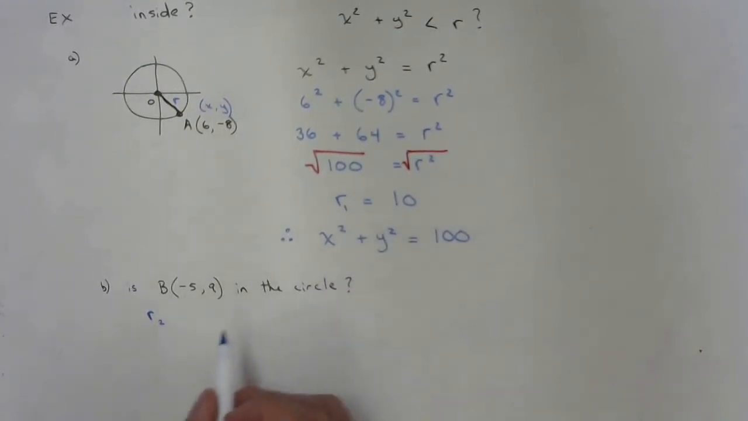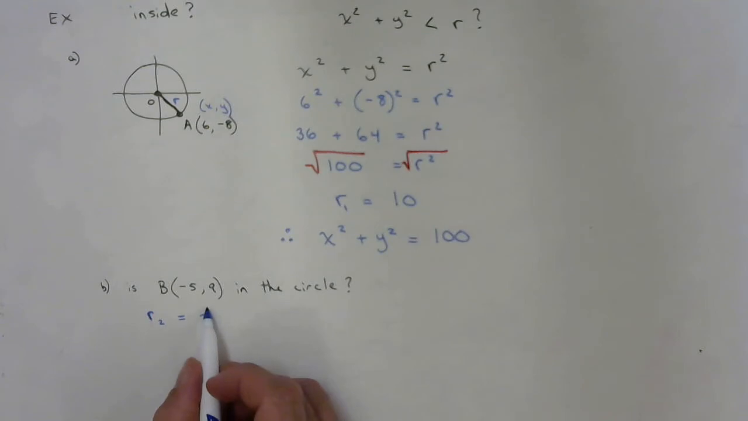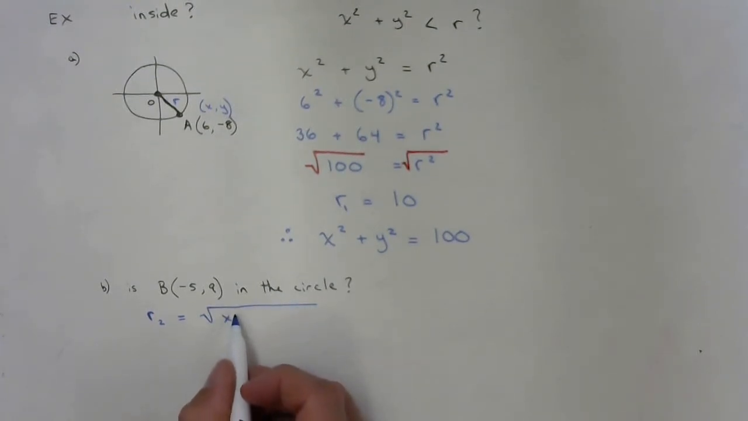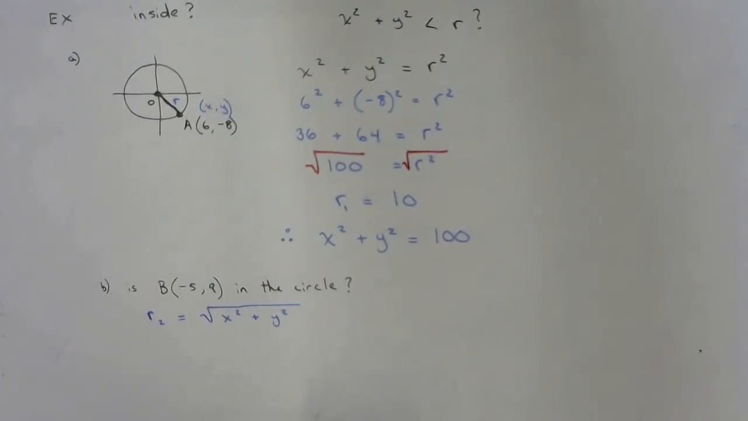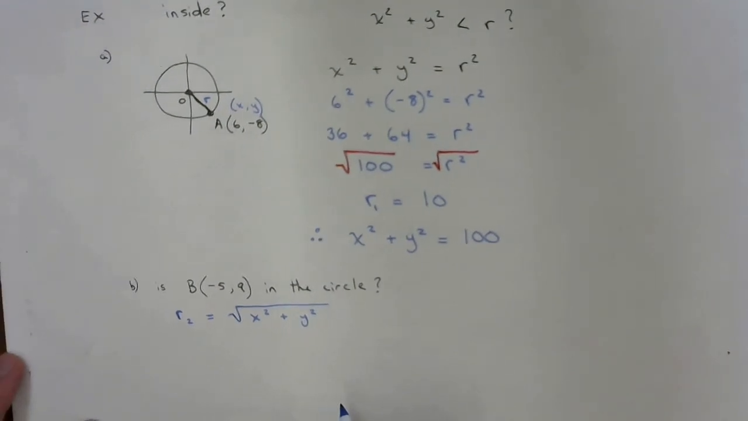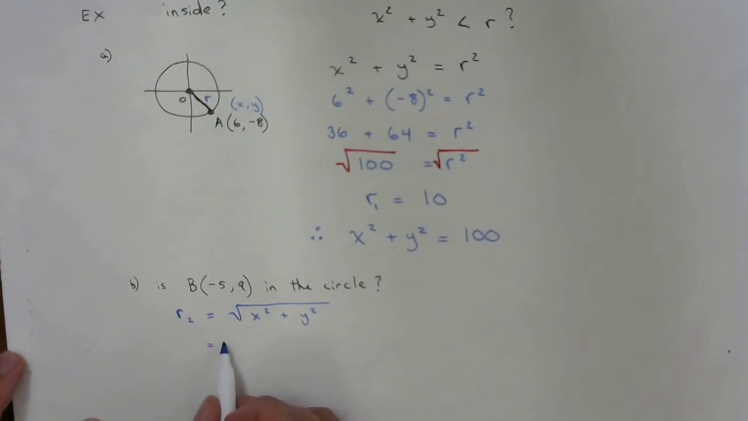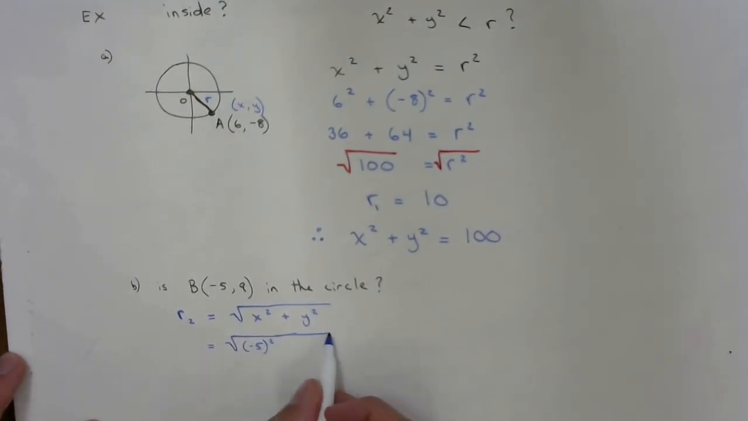It's 10. And I know the relationship of the radius of any circle, the length of it, is the square root of x squared plus y squared. Okay, that comes straight from the work that we've already done in this lesson. Well, I have an x and a y for point B, so I'm going to plug those in. My x coordinate is -5. Put it in brackets. I'm going to square that. And my y coordinate is 9. I'm going to square that.